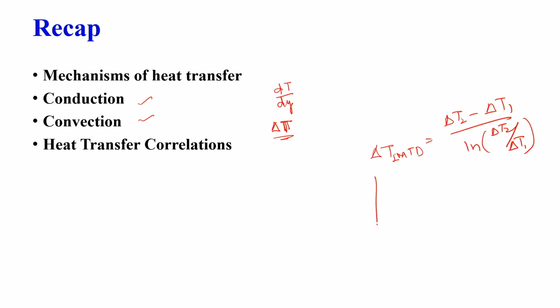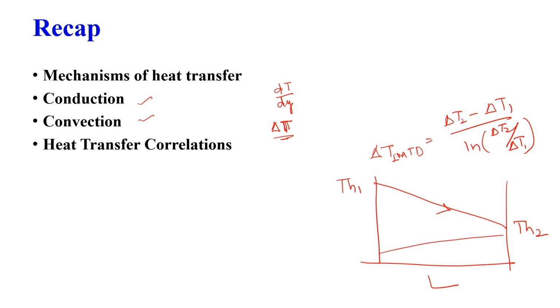And what is delta T2? If you just see, this is the length, and if hot fluid is going like this, temperature is TH1 to TH2, and cold fluid is going like this, TC1 to TC2. Then these two difference will be delta T1 and these two difference will be delta T2.